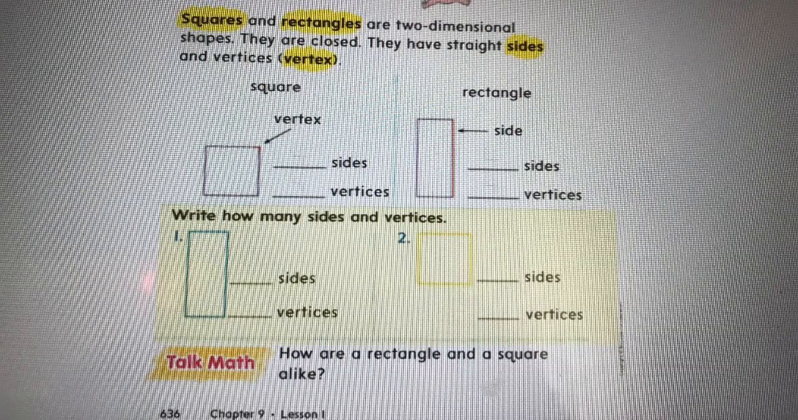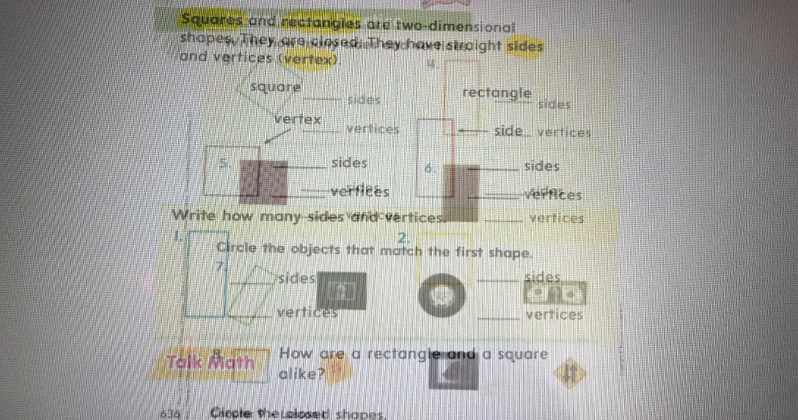Write how many sides and vertices. Look at problem 1. I see a rectangle. Do you remember how many sides and vertices a rectangle has? If you're thinking 4 sides and 4 vertices, you're right. Problem 2 is a square. Write the vertices and sides as well for that shape.